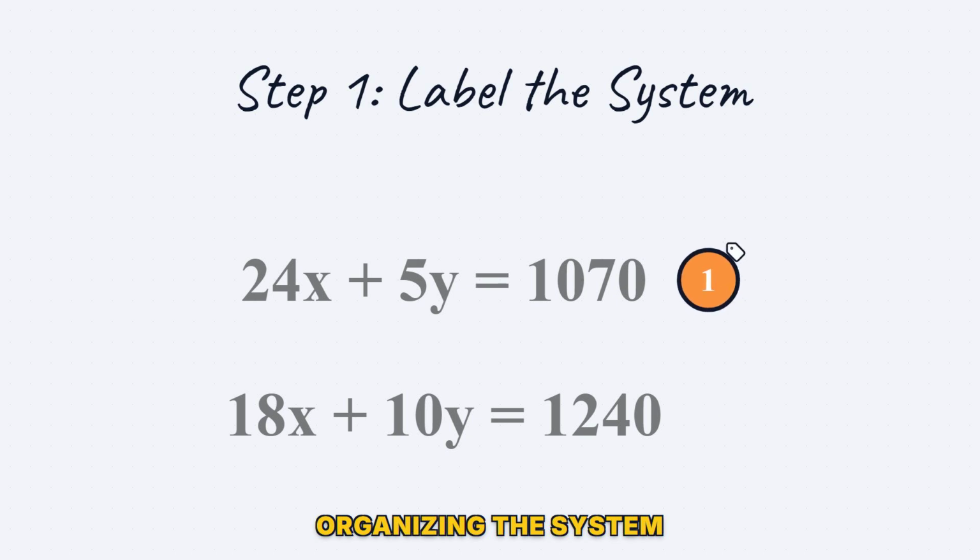You know our system now. Let's label the equations so that the working is made clear. We stamp the first line as equation 1, and the second line as equation 2. This keeps our mathematical workspace completely organized.